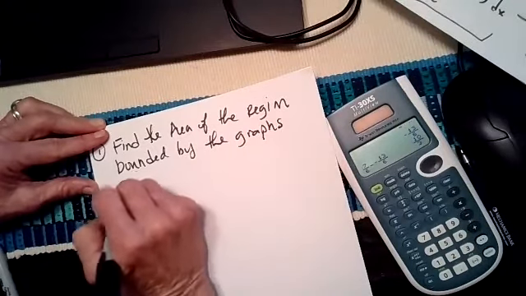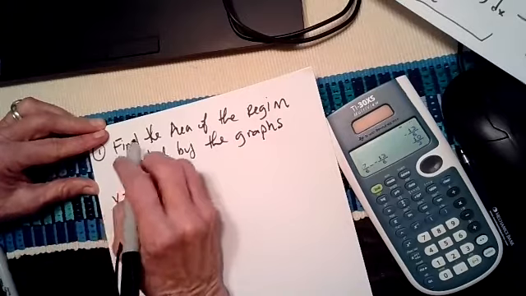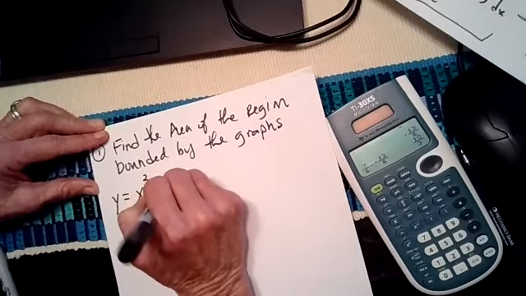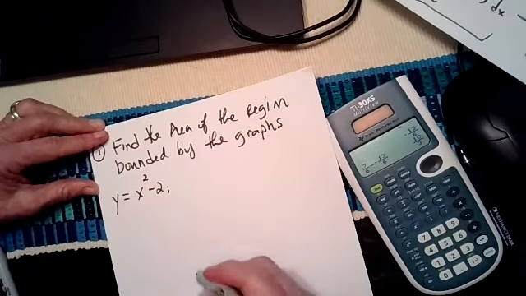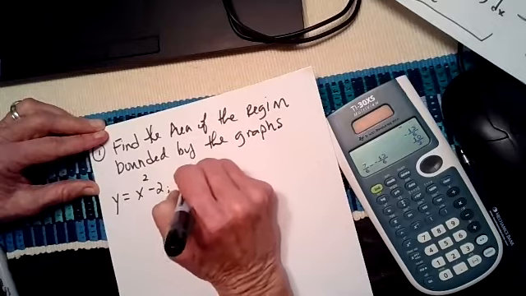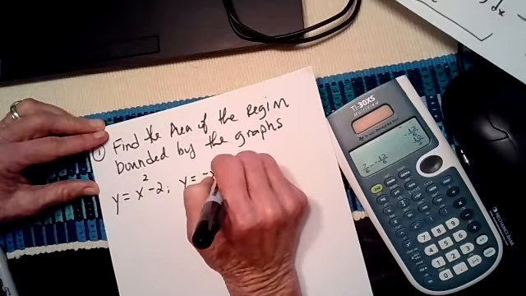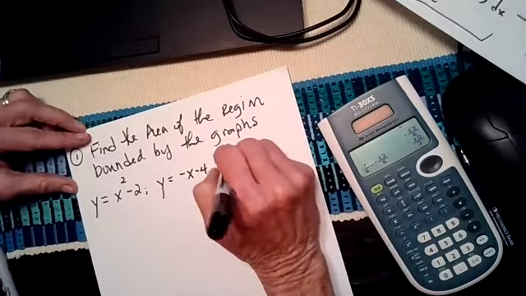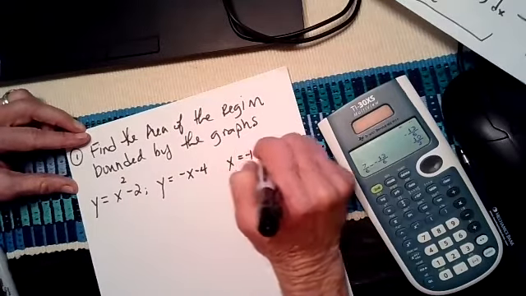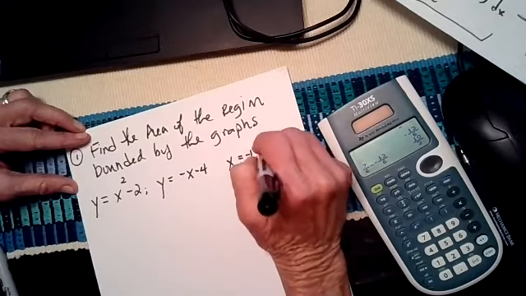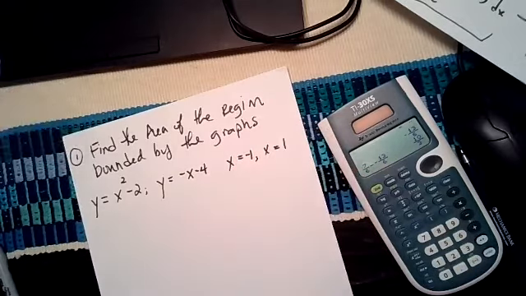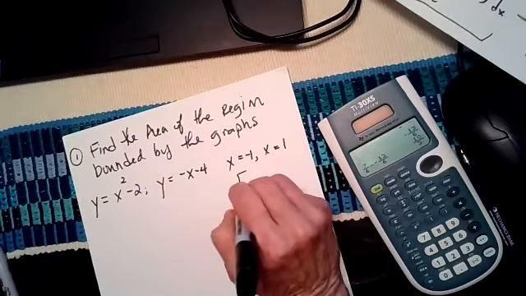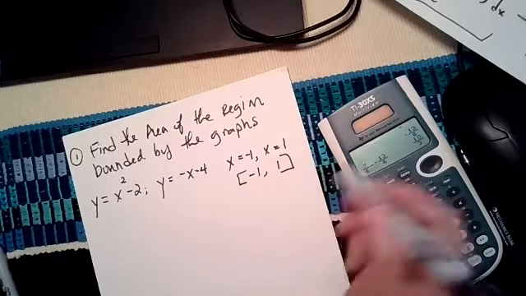This is the area between two curves. Find the area of the region bounded by the graphs. Let's see, y is equal to x squared minus 2. Okay, y is equal to negative x minus 4. x is equal to negative 1 and x is equal to 1. And then we'll always be negative 1 and 1. What's different about this is that in the last section, they gave it like this. Okay, it's the same thing.